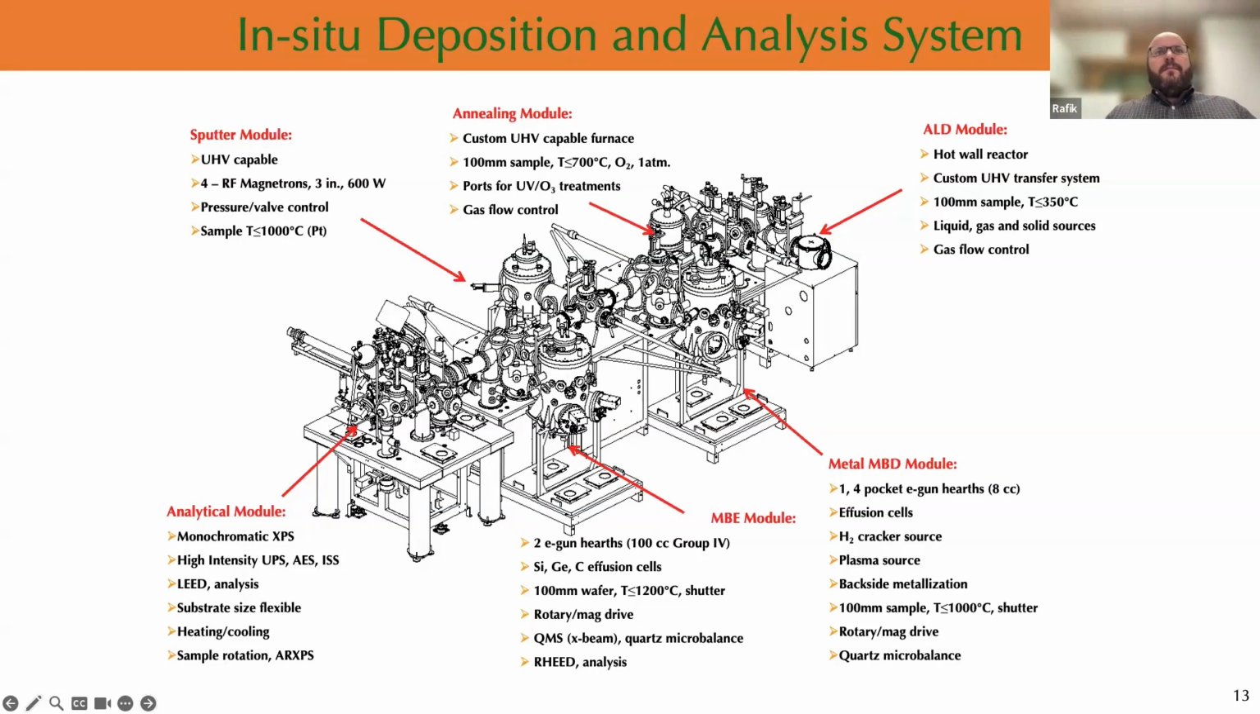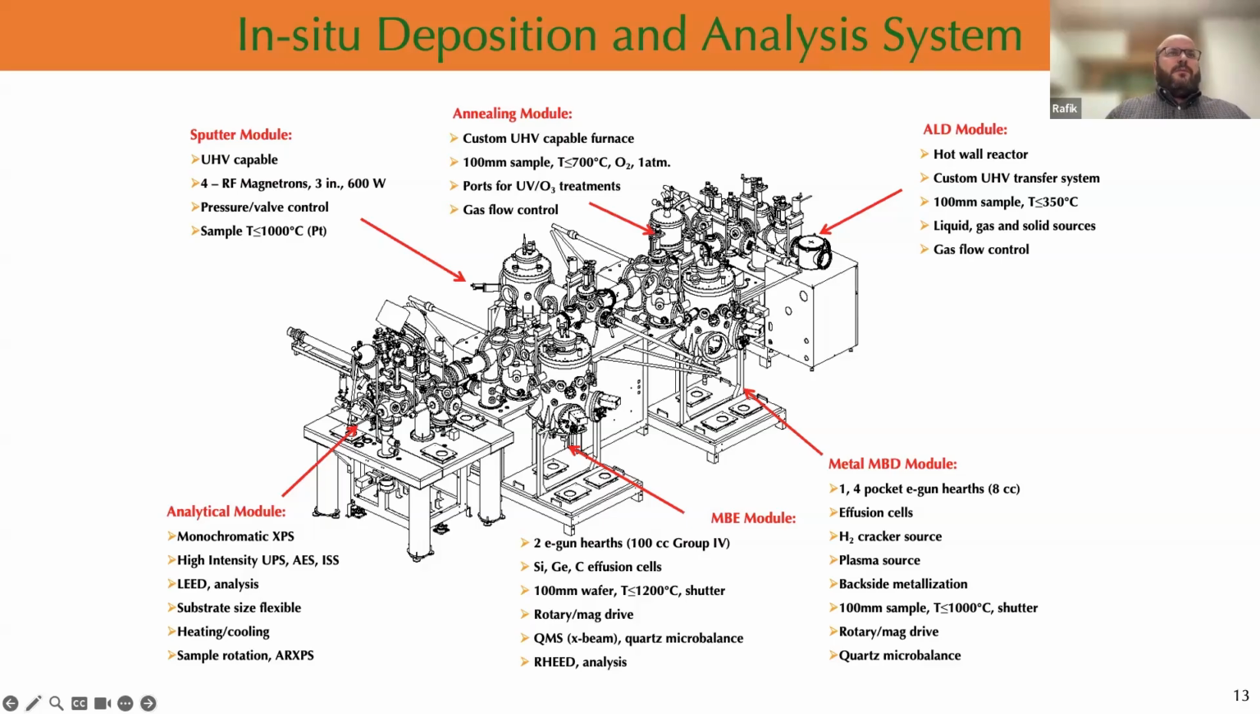The last chamber is an MBE chamber, dedicated to depositing materials from the column where we can do silicon, germanium, and carbon. All of these are connected through this transfer tube, with the pressure in ultra high vacuum, exactly in the low 10 to minus 11 millibar. Everything goes through this transfer tube to the analysis chamber, where we have an XPS, UPS, AES, an ISS, and also LEED.